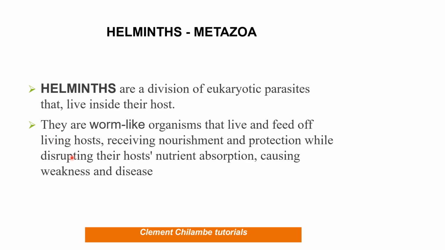Helminths. So under metazoa, helminths are a division of eukaryotic parasites that live inside their host, and they are actually worm-like organisms that live and feed off these living hosts. That's what helminths are. So what do they do? Remember, in the definition of a parasite, these helminths receive nourishment and protection. But in the name of receiving nourishment and protection, they disrupt their host's nutrient absorption. That is what causes what? Weakness and disease.